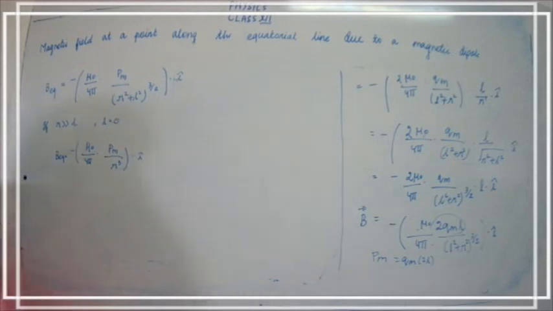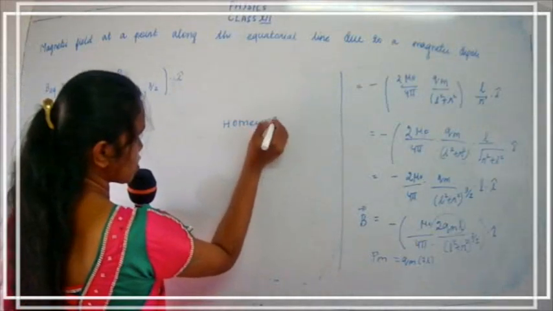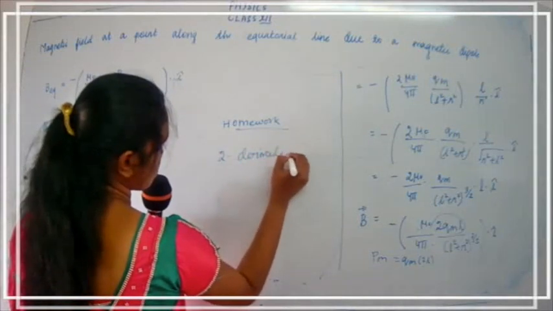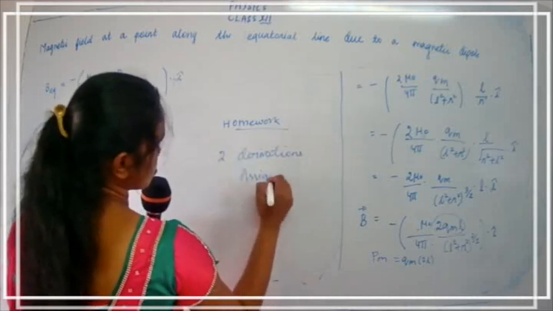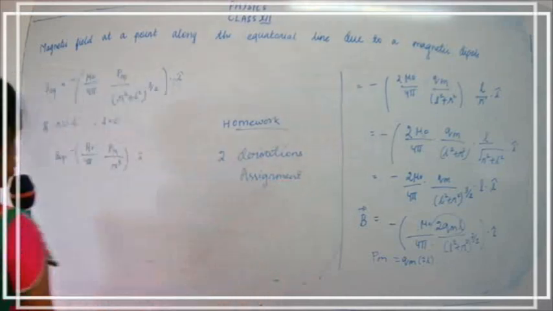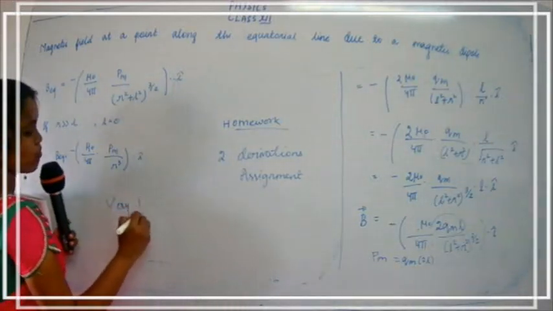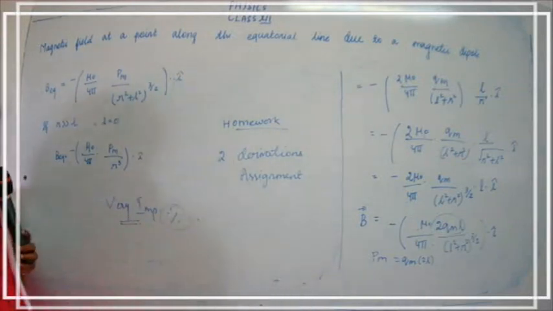Right, that's all. Okay children, that's all about today's class. Your homework is these two derivations which we have seen today. Make it as an assignment. Study well, don't waste a single moment. Go through these two derivations, it is very important. Both are very important. It will be in your question paper, so don't waste any time.